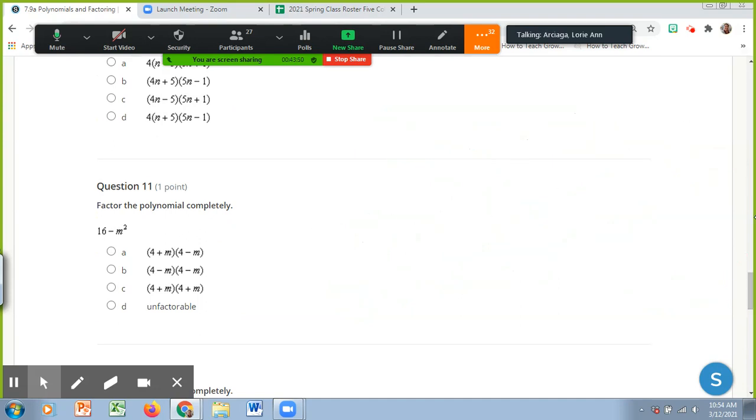Oh, you can do this in your head without doing any work. See this one? That's a difference of 2 squares, yeah? Because there's a minus in the middle, and each is a perfect square. Like 16 is what? 4 times 4, yeah? And then m squared is negative m times m. So you got your answer already. 4 minus m, 4 plus m. And it doesn't matter which comes first. Got that?